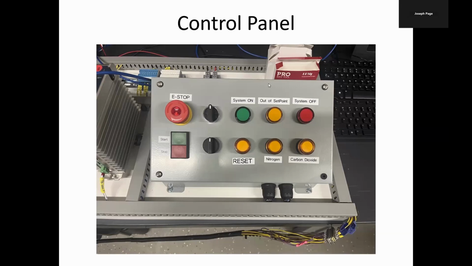Green is system on. Yellow is a warning saying it's out of the set point, and red is system off. This will turn on when the e-stop is pressed or the stop button is pressed. The start and stop buttons turn on and off the sensors respectively. The reset button resets the system after the e-stop is pushed. And then the nitrogen and carbon dioxide buttons release the gases into the chamber with the solenoid.